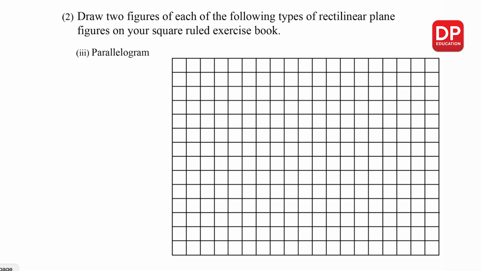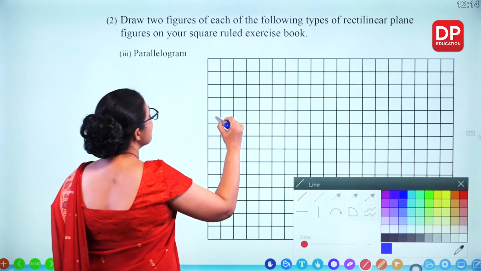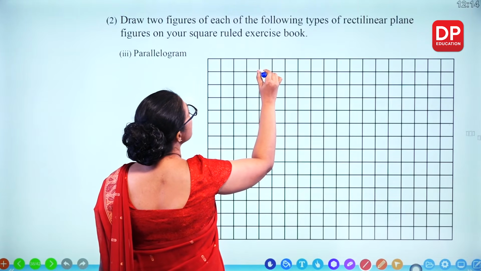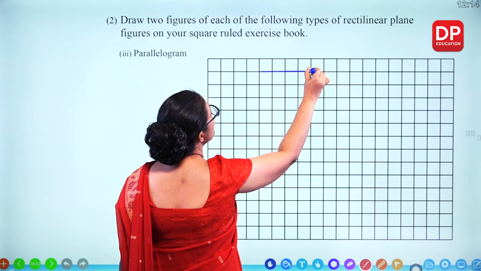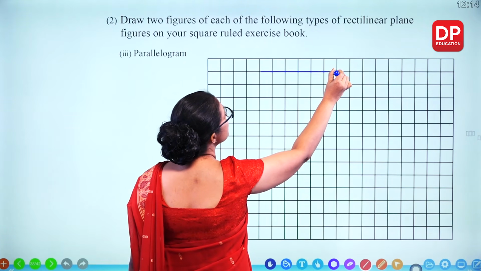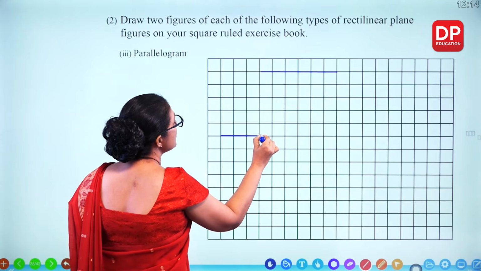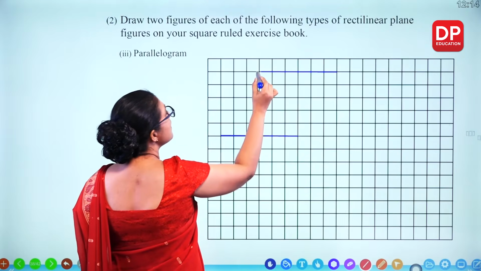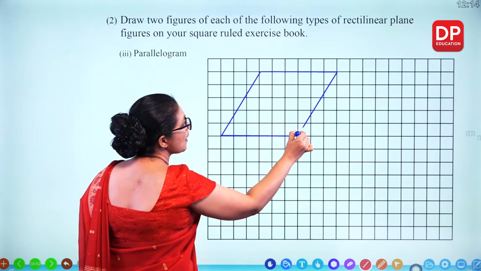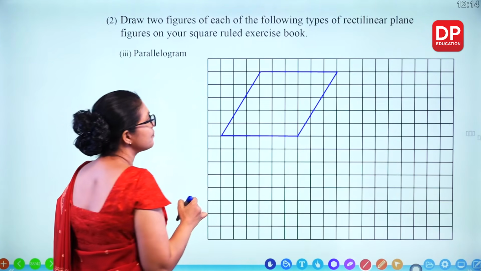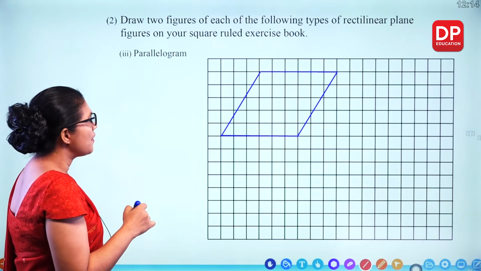Parallelogram. So for parallelogram, we have to take the same number of squares when you consider opposite sides. 1, 2, 3, 4, 5, 6. And here again 1, 2, 3, 4, 5, 6. And then you can connect here to here, here to here. So this is a parallelogram. Another parallelogram.